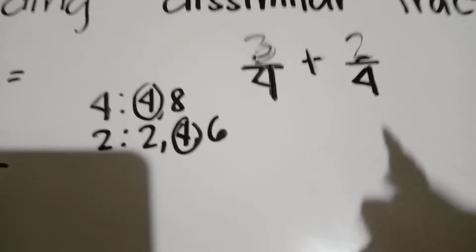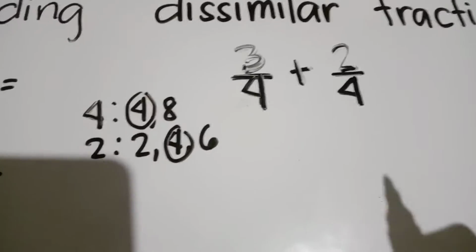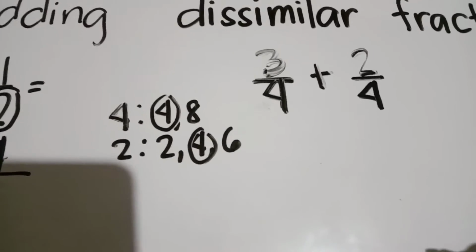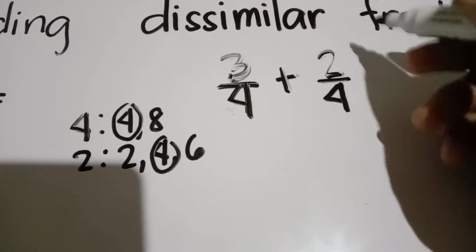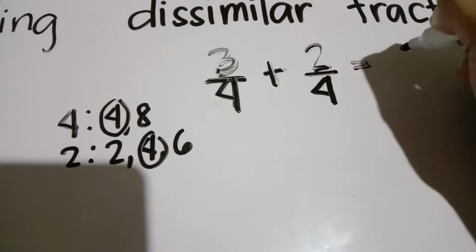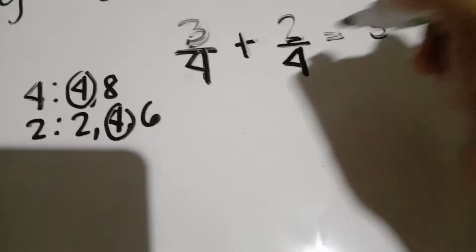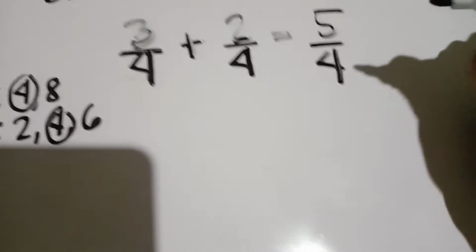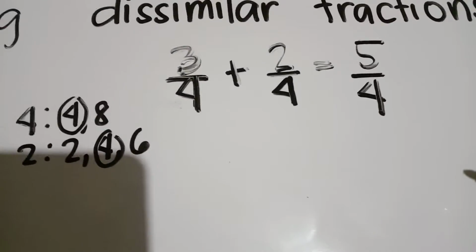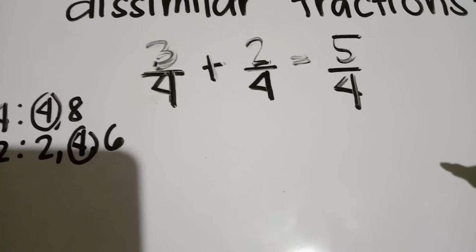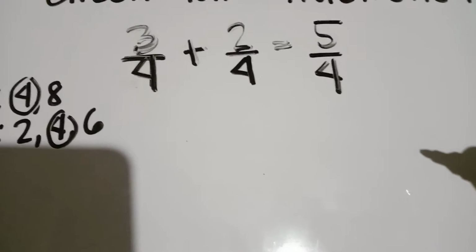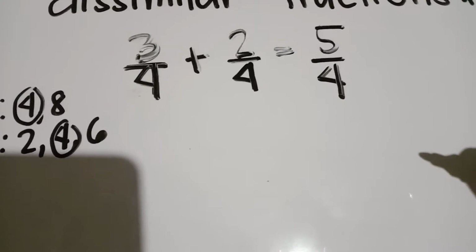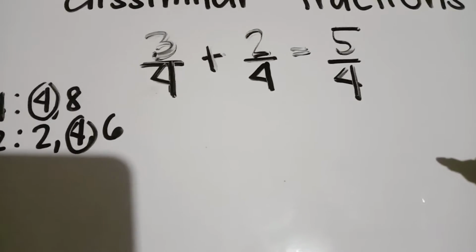So, balik tayo doon sa rules, no? Sa steps in adding similar fractions. So, just simply add the numerators. So, 3 plus 2, that is equal to 5. And copy the denominator, which is 4. Okay. Let us try to check the answer. 5/4. So, 5/4 is an improper fraction.